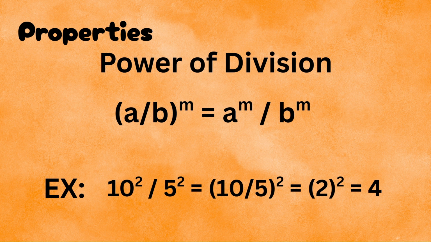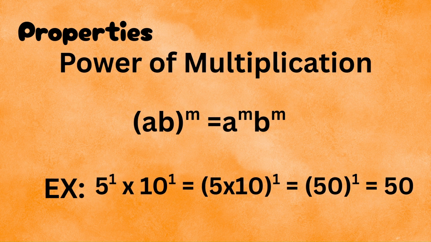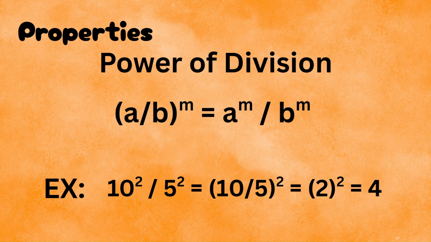Power of division. This is the same, except instead of multiplying, it's dividing. So (a/b)^m equals a^m divided by b^m. An example is (10/5)^2 equals 10^2 divided by 5^2, which is 10 divided by 5 to the power of 2, equaling 2 to the power of 2, which equals 4.